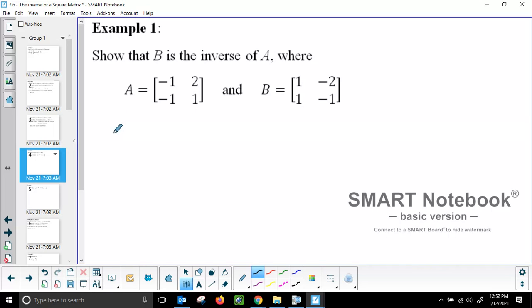All right, so let's go ahead and first multiply A times B. Now these are both 2 by 2 matrices. So since these are equal in size, we can multiply them, and our answer will be a 2 by 2 matrix as well.